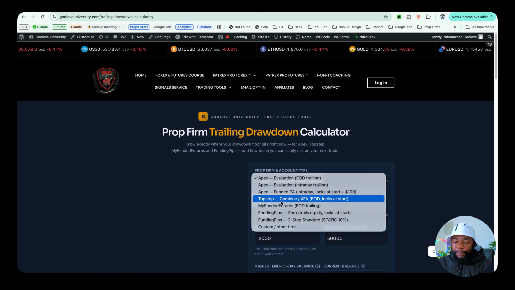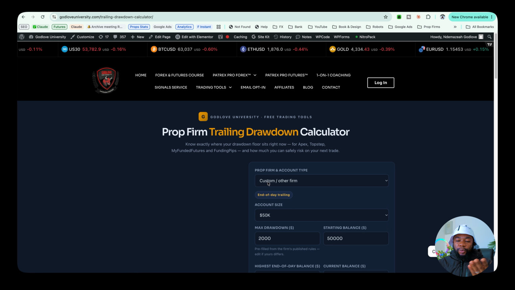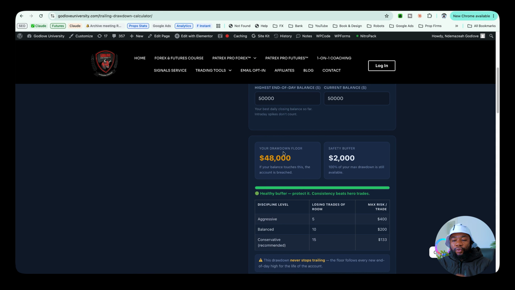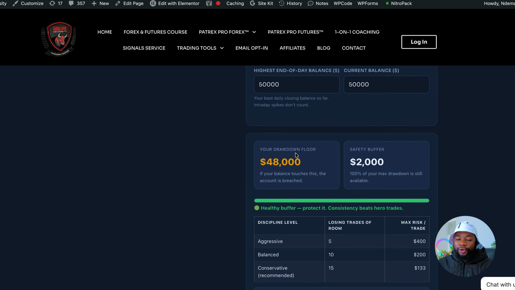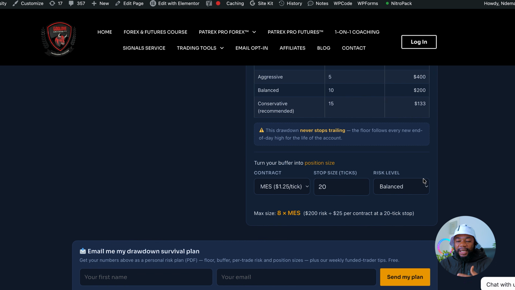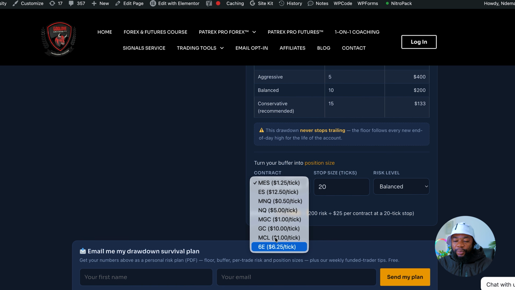You can just choose any prop firm on the list, or maybe choose your own. Just put custom and then put the asset, the max drawdown, the starting balance, the highest end of day balance, and all of that. And the tool is going to automatically calculate to tell you your drawdown floor, your safety buffer, and then under disciplinary level, losing trades to ruin and everything. It's going to break it down so that you can have an idea. And remember, you can also come here and turn your buffer into position size, where you want to actually calculate what contract you want to use on that particular trade. There's a particular small tool here that's going to help you to easily calculate.